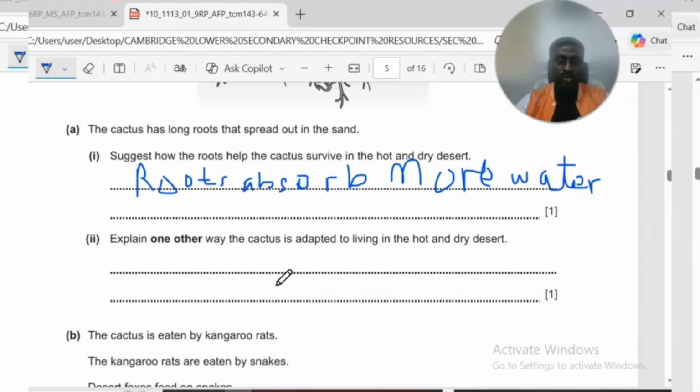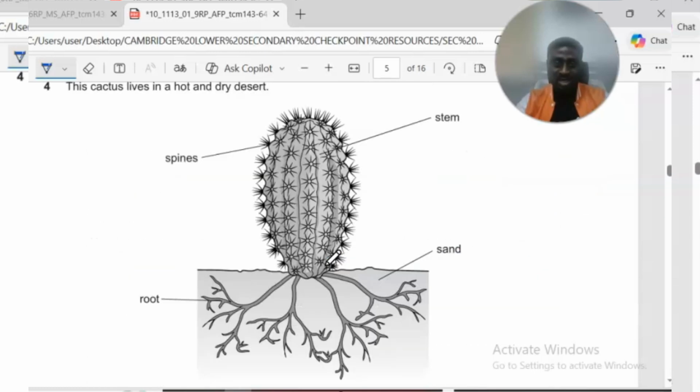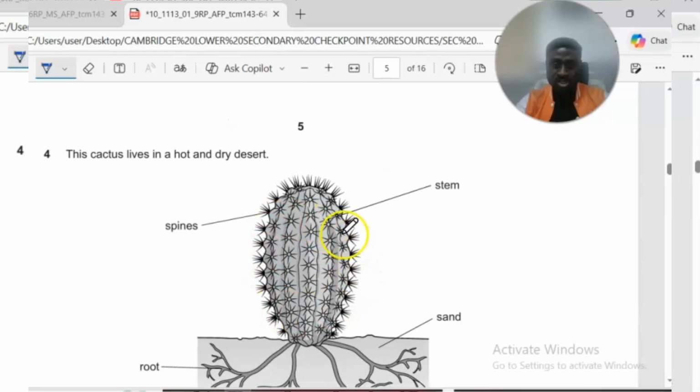Then A2 says, explain one other way the cactus is adapted to living in the hot and dry desert. To get a clue to this answer, go back to the diagram, study the body structure. You can see it has spines here. It has a very thick and fleshy stem. It has long roots that extend into the ground and other features you can observe here.